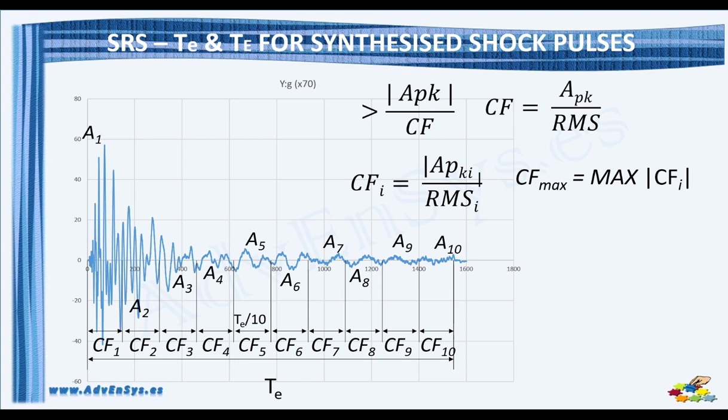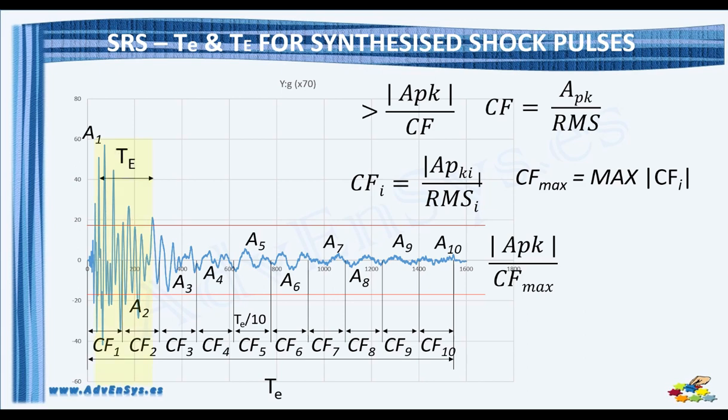Therefore, all amplitudes less than the last amplitude greater than acceleration peak divided by CF max define a time between greater energy concentration and lesser energy concentration that is quite robust to characterize the shock pulse, and we use it in our synthesized pulse generation.